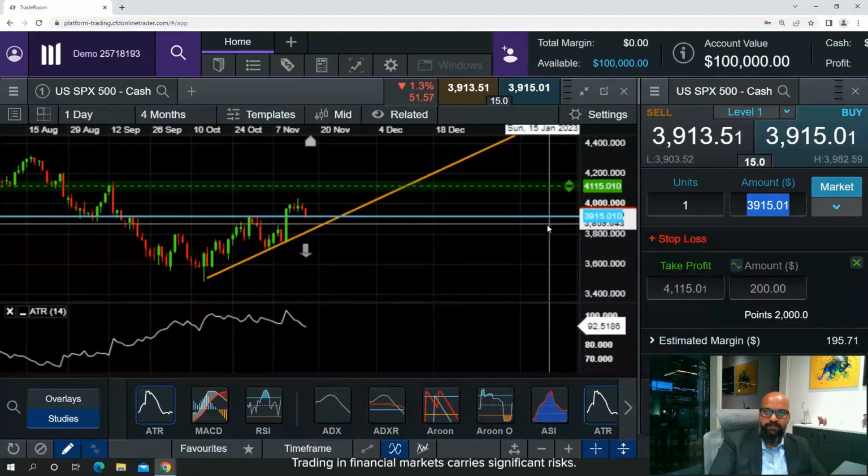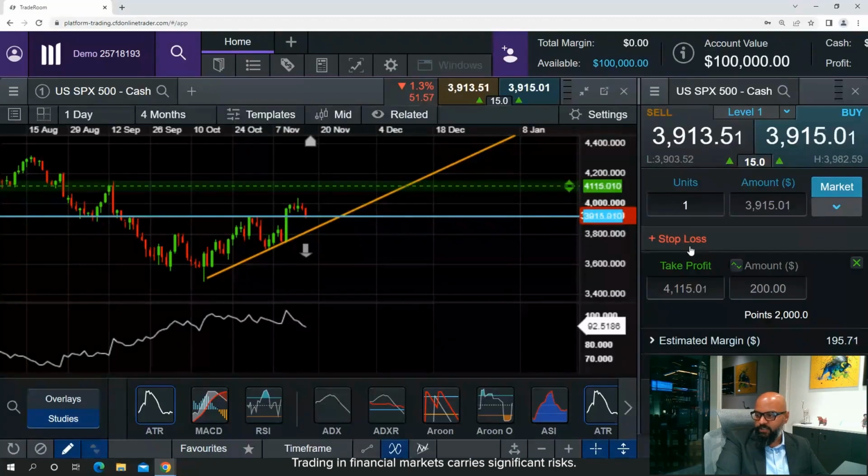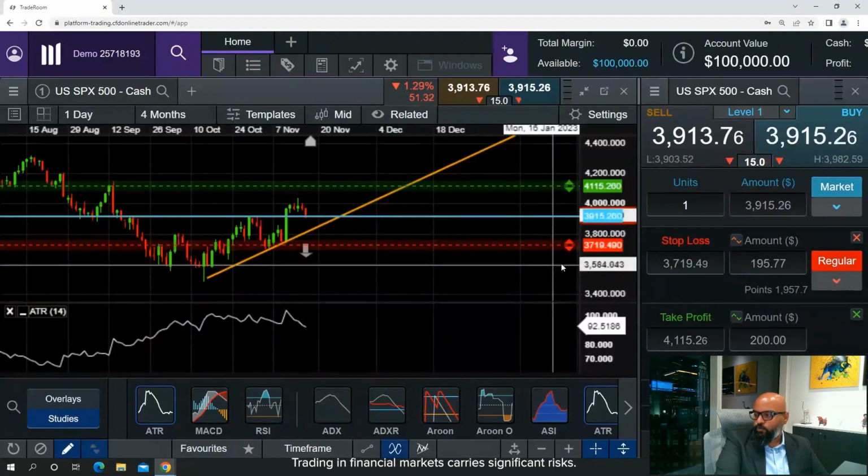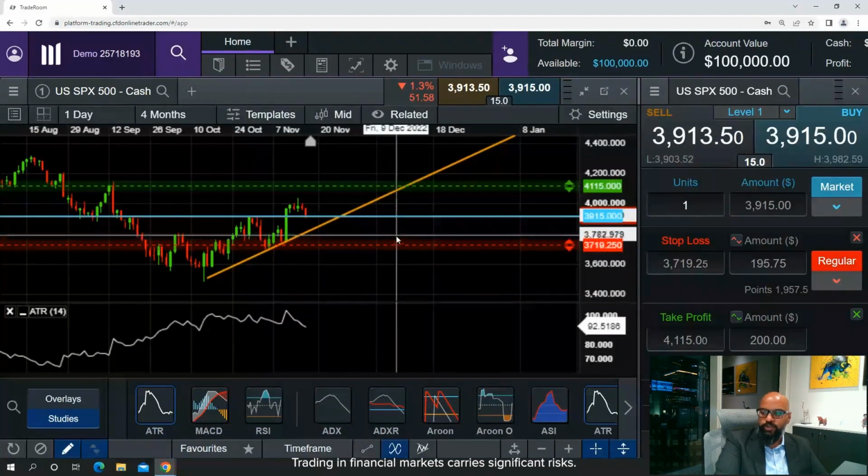Now we know on an average, SPX moves $90. Now I'm keeping a take profit of almost double, $200, expecting the price move to happen probably within this week or next week. Now the most important part is your stop loss. How do I keep my stop loss? You always keep your stop loss based on your ATR.